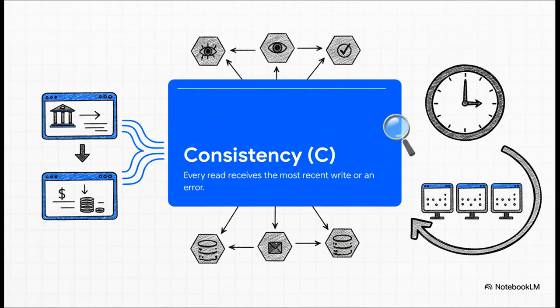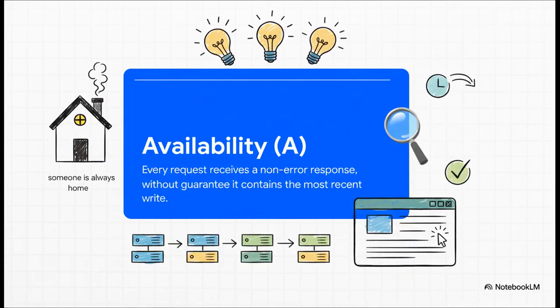Imagine you move money from your savings to your checking account. Consistency means that the very instant you hit confirm, your new balance is what everyone, everywhere sees. You, the bank teller, the mobile app, everyone sees the most up-to-date, correct info. No delays, no questions. Next, there's availability.